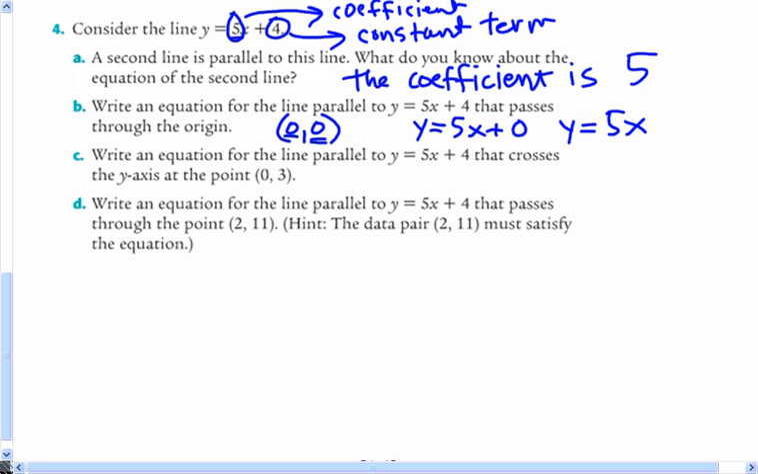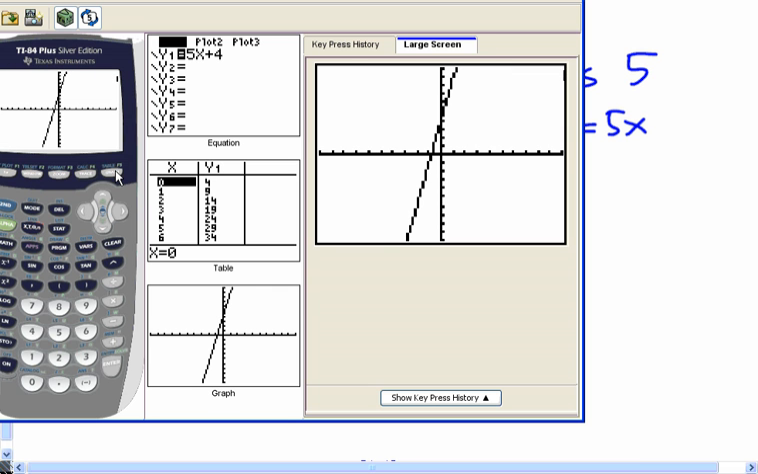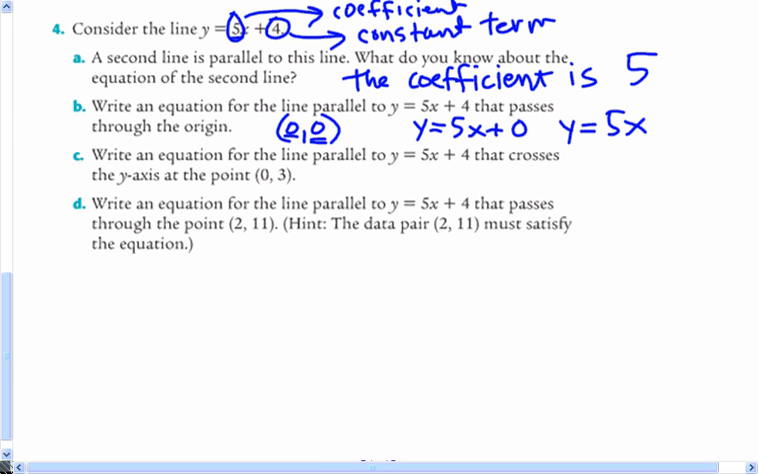Now, if we want to check that on our calculator, we certainly can do that. Here's my original equation, y equals 5x plus 4. We'll put in the equation y equals 5x, press graph, and make sure they're parallel. They sure look parallel. All right. So I think we're good on that one.